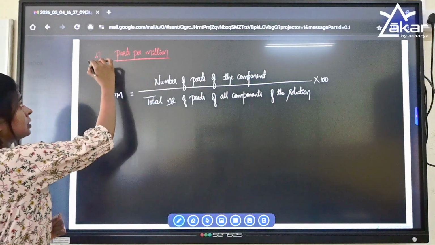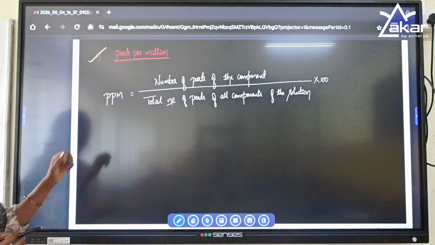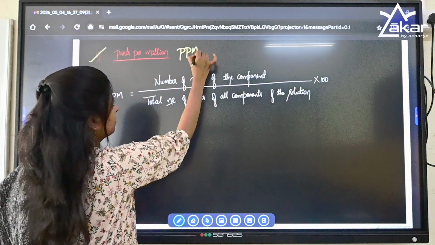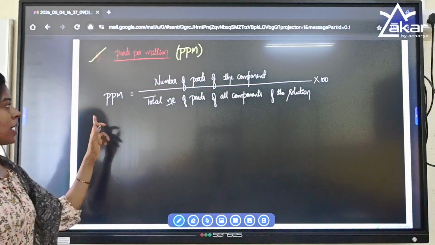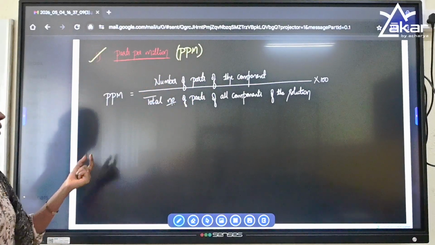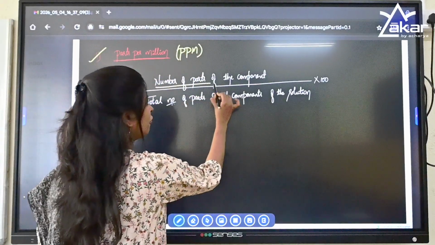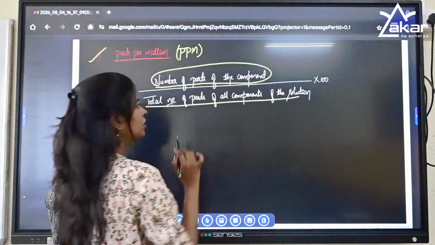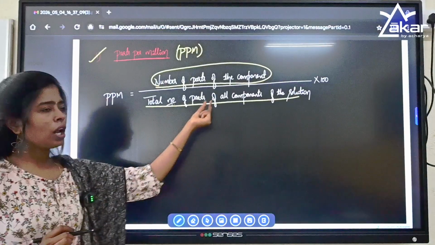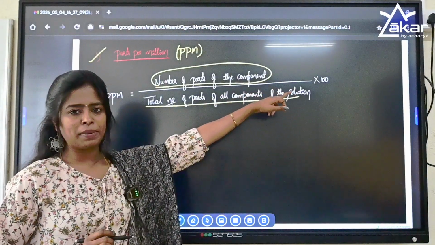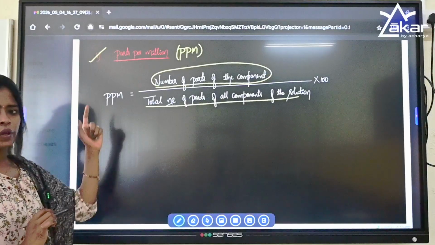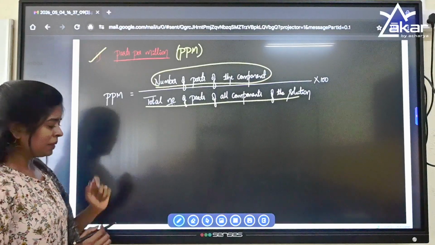Next, fourth concentration term, parts per million, which is also represented by ppm. Parts per million is the ratio of number of parts of the component divided by total number of parts of all components of the solution multiplied by 100. So this is the mathematical expression which we use to represent parts by billion.